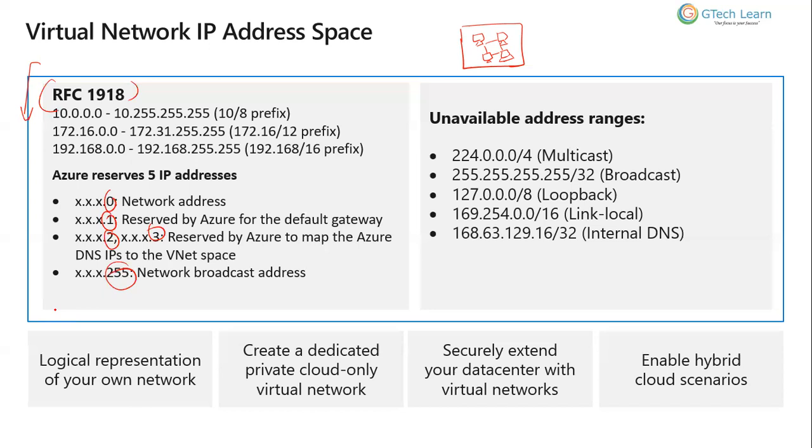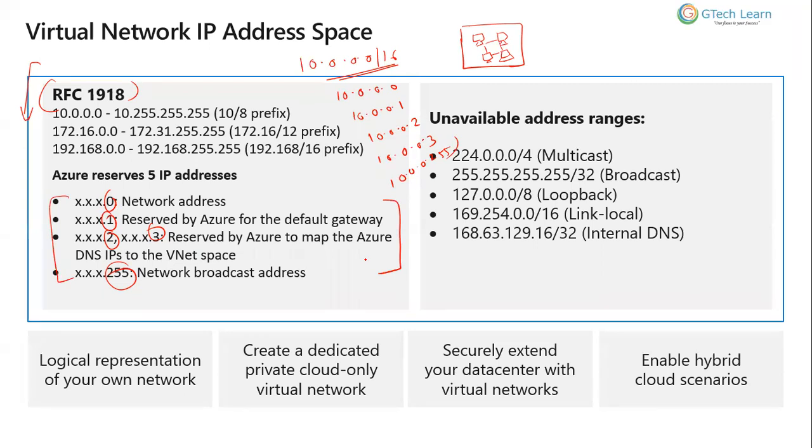It means that if we are creating a virtual network with the space 10.0.0.0/16, then in that specific case, 10.0.0.0, 10.0.0.1, 10.0.0.2, 10.0.0.3, and 10.0.0.255 are going to be reserved by Microsoft Azure, and we cannot utilize those IP addresses.